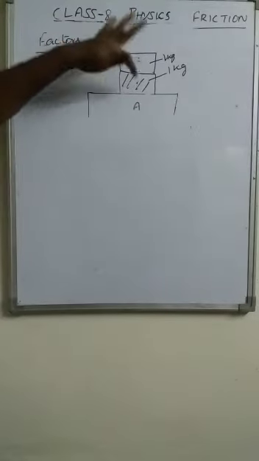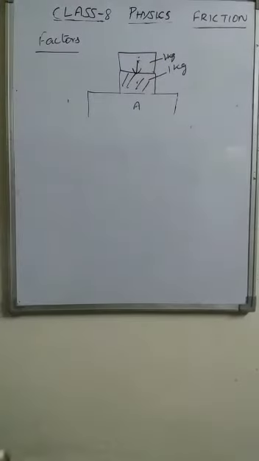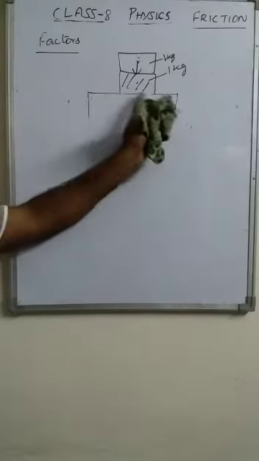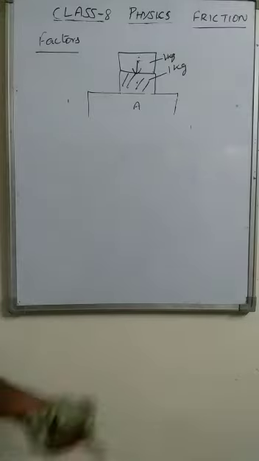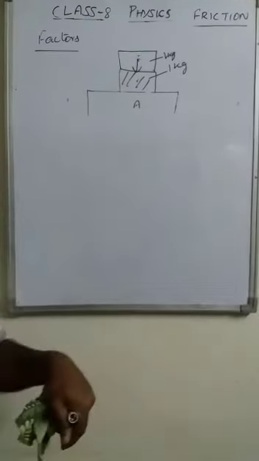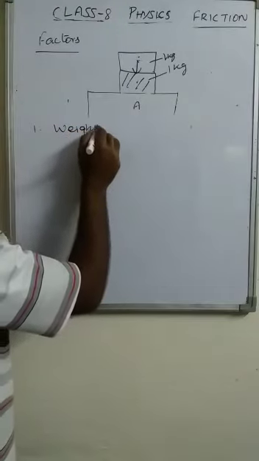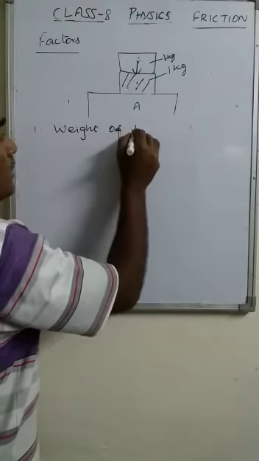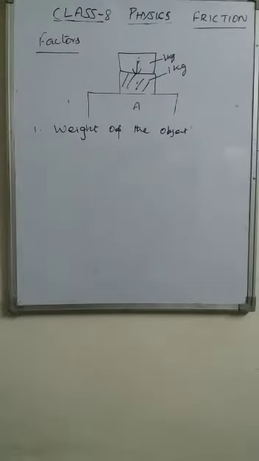So on adding 1 more kg, what happens? Its weight also acts vertically downward. Now on the surface the weight increases, the force increases, which makes the interlocking stronger. When the interlocking increases, the friction also increases. Therefore, friction depends on the weight of the object placed on the surface.